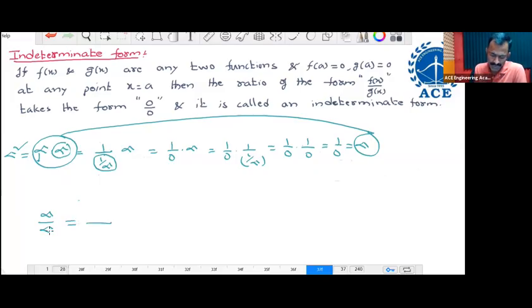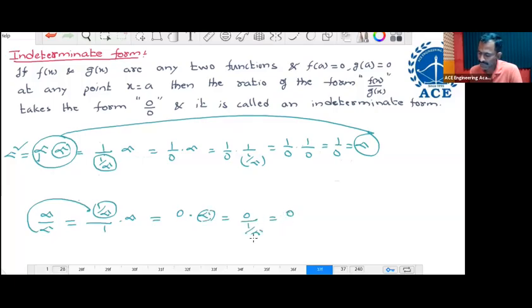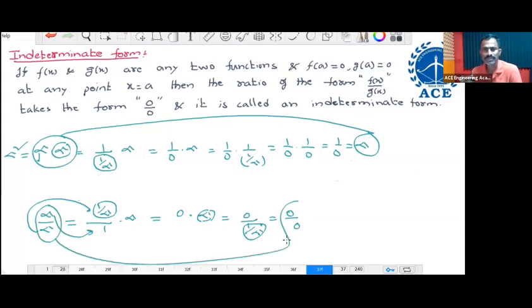Now I'm shifting this to numerator, 1 by infinity into infinity. This 1 by infinity is 0 into infinity. It is not 0 by 0. Still, I have to simplify. Again, I'm shifting this to denominator, 1 by infinity is 0. So here, this is 0 by 0. So infinity by infinity is 0 by 0. So this is an indeterminate form.